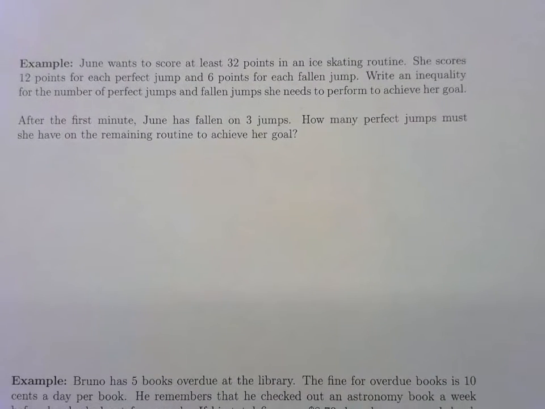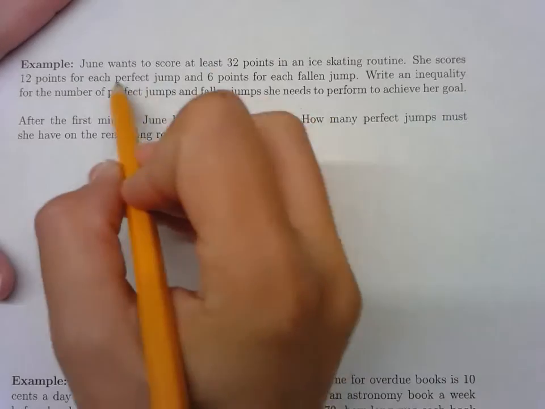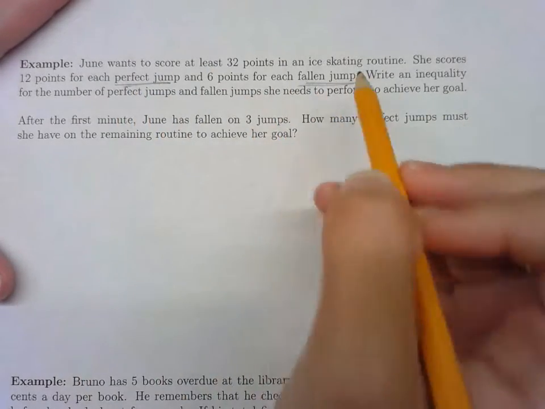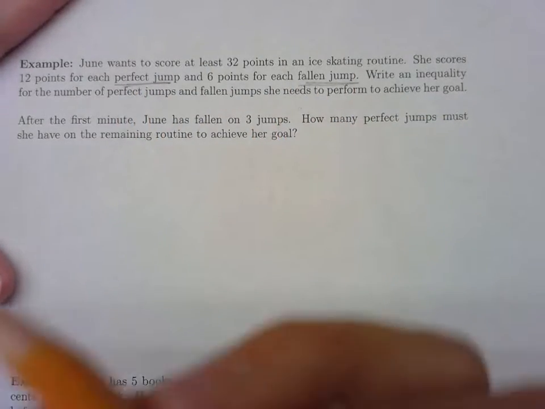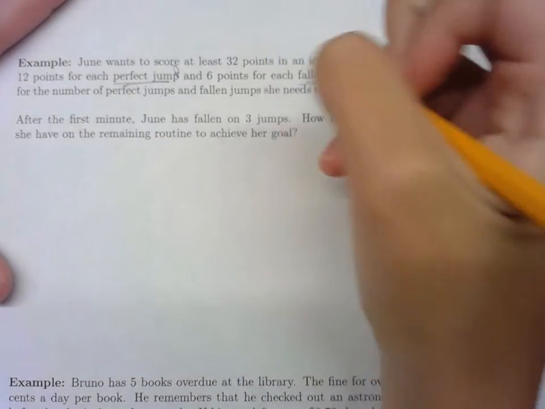The example says June wants to score at least 32 points in an ice skating routine. She scores 12 points for each perfect jump and 6 points for each fallen jump. Write an inequality for the number of perfect jumps and fallen jumps she needs to perform to achieve her goal. So let's answer that first. We have 2 variables here. We have a perfect jump and we have a fallen jump. Let's just use P for perfect jump and F for fallen jump.